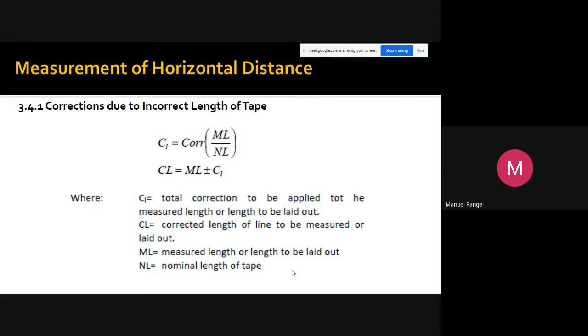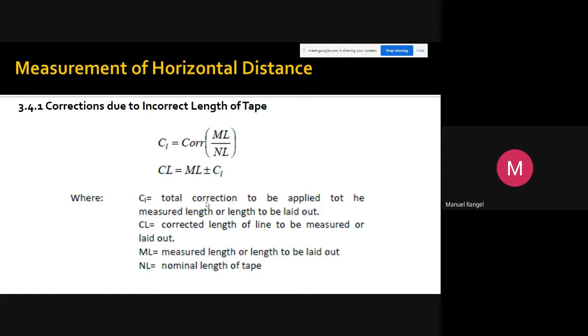Usually the nominal length is either 50 or 30 meters, the standard ones. Or if you use 5 meters, since I'm sure most of you don't have a 50-meter tape in your houses. Maybe there is a 30 or 50 meter tape available in your barangays, if possible.